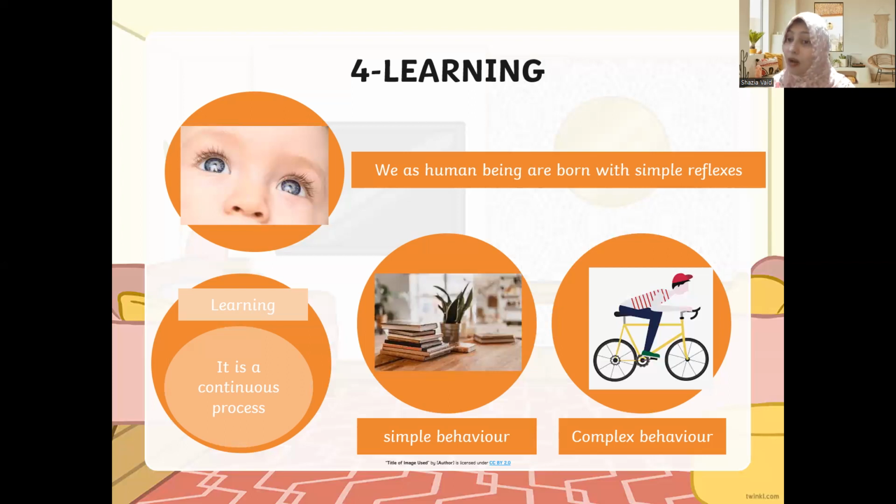And what could be a complex behavior? Those which require a lot of effort, okay? So those are called complex behavior. Like riding a bicycle is a complex behavior. Learning to drive a car is another example of complex behavior. And even your studies could come under complex behavior. So let's move on to the next slide to see what else we can learn.